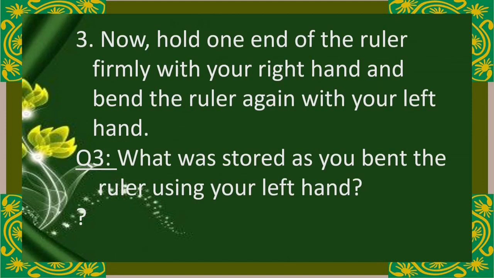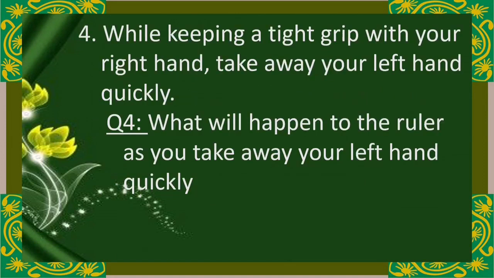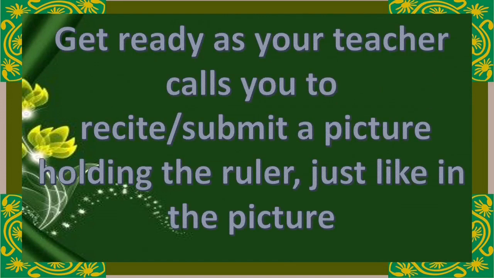Procedure 3. Now hold one end of the ruler firmly with your right hand and bend the ruler again with your left hand. Question 3. What was stored as you bent the ruler using your left hand? Procedure 4. While keeping a tight grip with your right hand, take away your left hand quickly. Question 4. What will happen to the ruler as you take away your left hand quickly? Get ready as your teacher calls you to recite or submit a picture holding the ruler, just like in the picture.